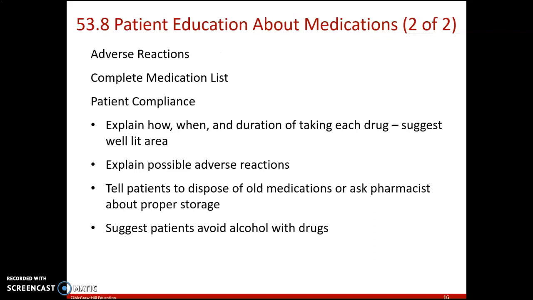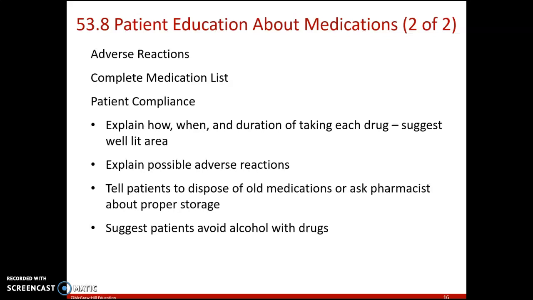So you should also educate your patients about adverse reactions that could occur when they take the medication you're giving them. We probably want to make sure we have a complete medication list so we can do an interaction check. And we want to explain why it's important that the patient is compliant, how and when they'll take their medication, as well as for how long.